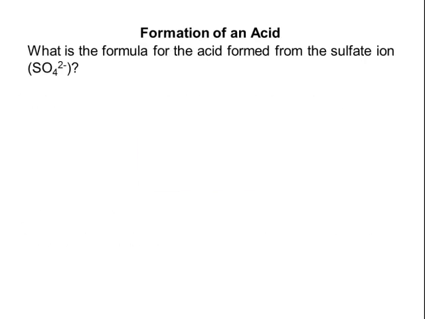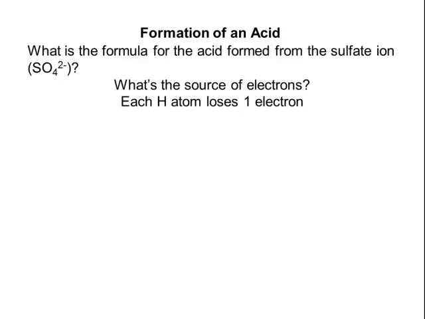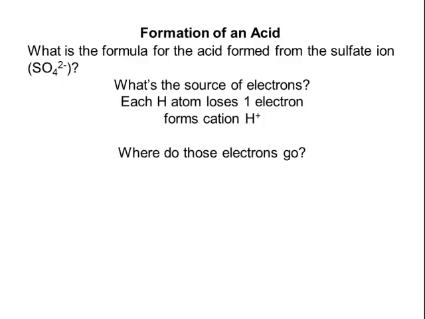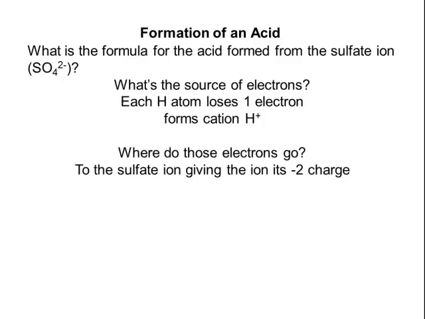So let's look at an example of these formulas. If I want to form an acid from the sulfate ion, that sulfate has a 2- charge, okay, which means it has extra electrons. Well, in this case, what's the source of those electrons going to be? Well, each hydrogen atom can lose an electron to form the cation H+. So for every hydrogen atom going to H+, we gain 1 electron. Those electrons then are going to that sulfate ion to give it that 2- charge. So that's where we form that anion, SO4 2-.